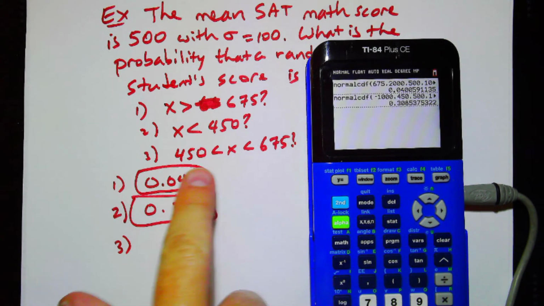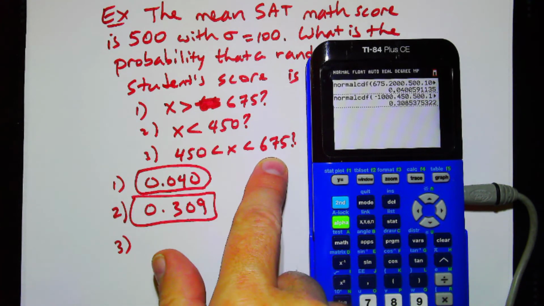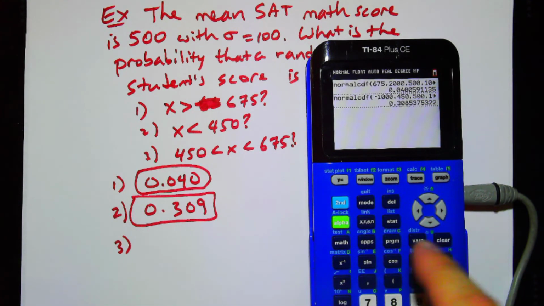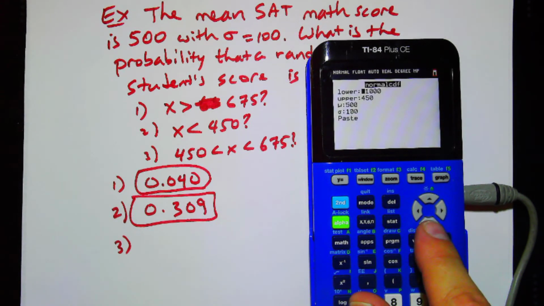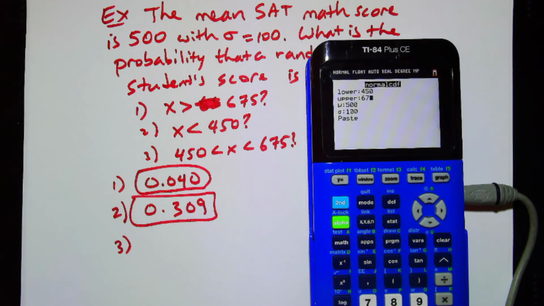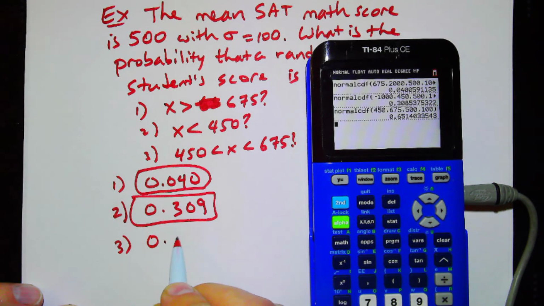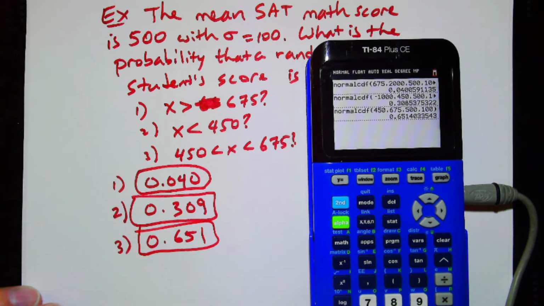Third, the score is between 450 and 675. So again, a normal CDF between 450 and 675. Same mean and standard deviation as before. We're getting 0.651, a 65.1% chance that the score will lie between 450 and 675.